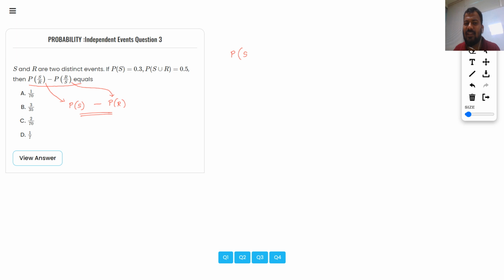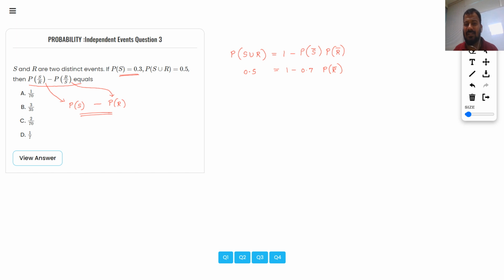Probability of S union R, it means that at least one is going to happen. I can take it as 1 minus probability of nothing is going to happen. So I can take it as probability of S bar times probability of R dash, R bar. So I can take it as 1 minus probability of S bar is going to be 0.7. Probability of R dash is not known, I'll write it as it is. And probability of S union R is already known, which is going to be 0.5.